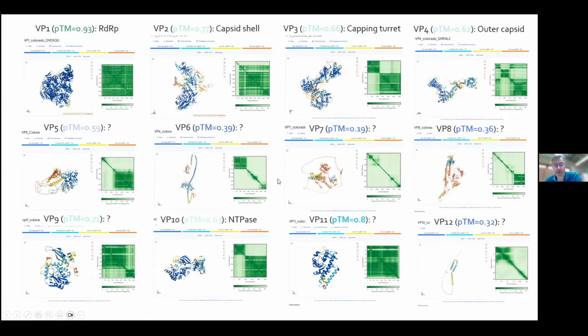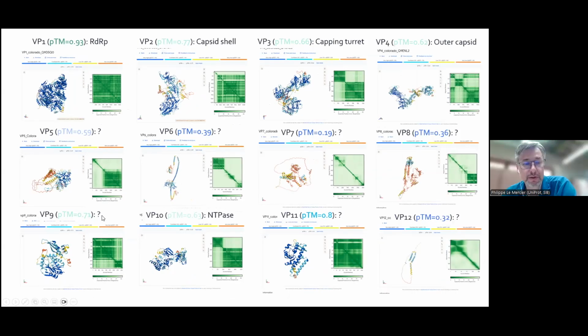Then we have many proteins for which we have the model structure, which is not so bad. But here, for example, AlphaFold finds a good structure, but I don't know what it is. We don't find homologies using fold-seq, not good enough. This one we found is an NTPase, which we knew would be there.